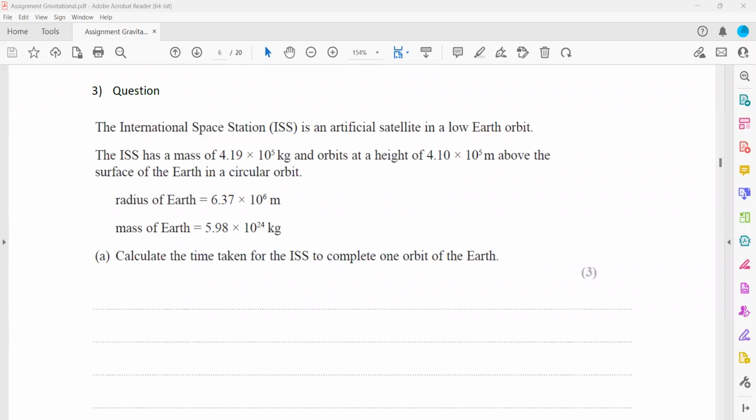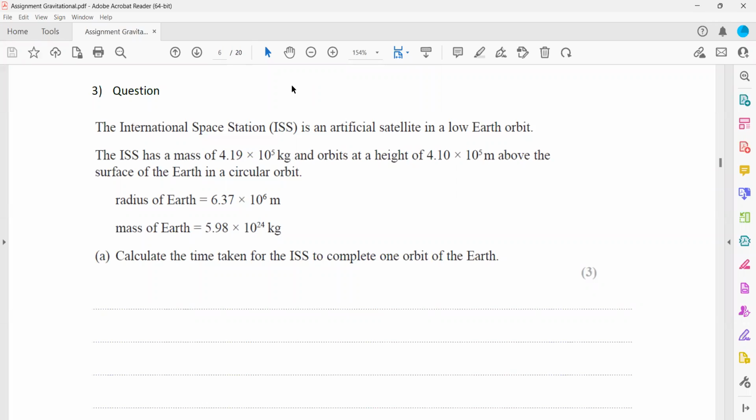So this question is related to the gravitational field and Newton's law of gravitation. First question 3. The International Space Station is an artificial satellite in a low Earth orbit.